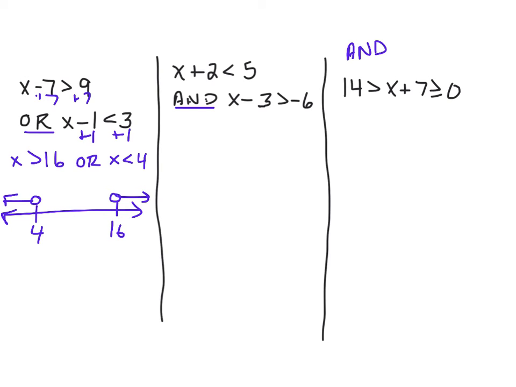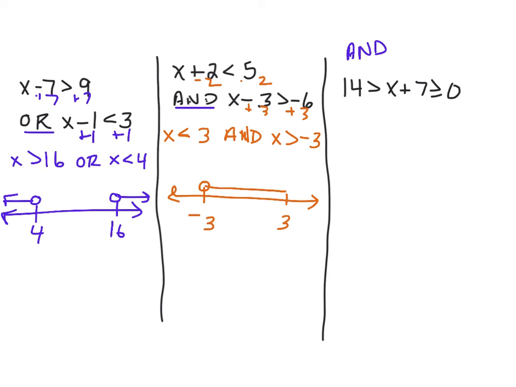For the next problem, for this and statement, I would subtract 2. I'd get x is less than 3. And at the same time, adding 3, x is greater than negative 3. So on my number line, I expect it to go, let's see, between negative 3 and 3. So greater than negative 3 and less than 3. So like that.